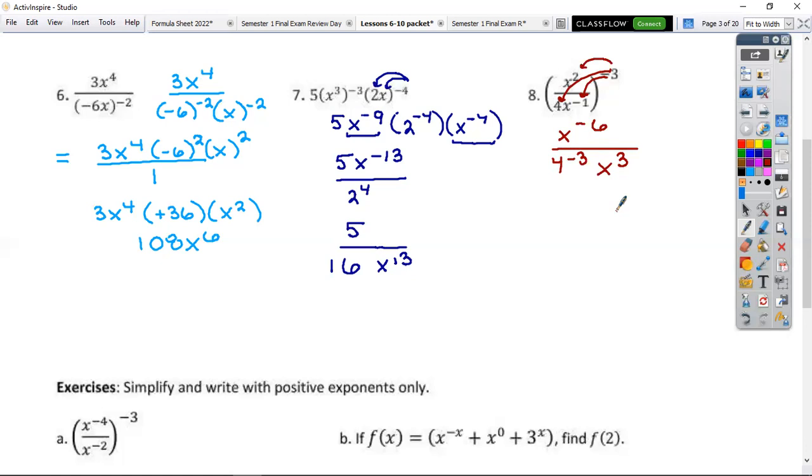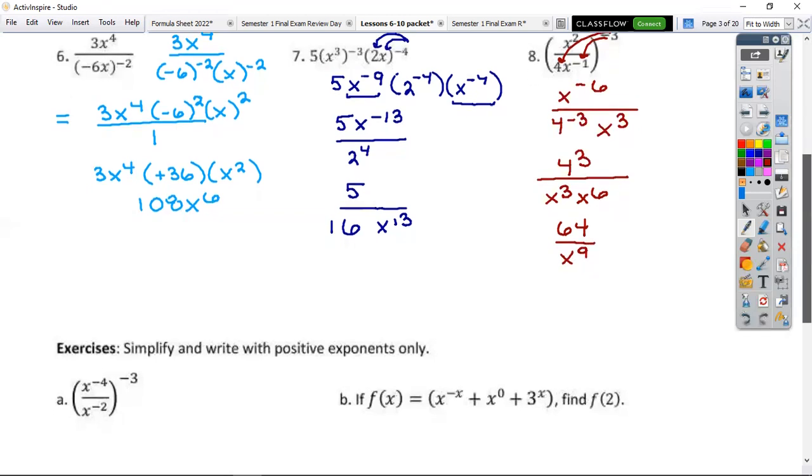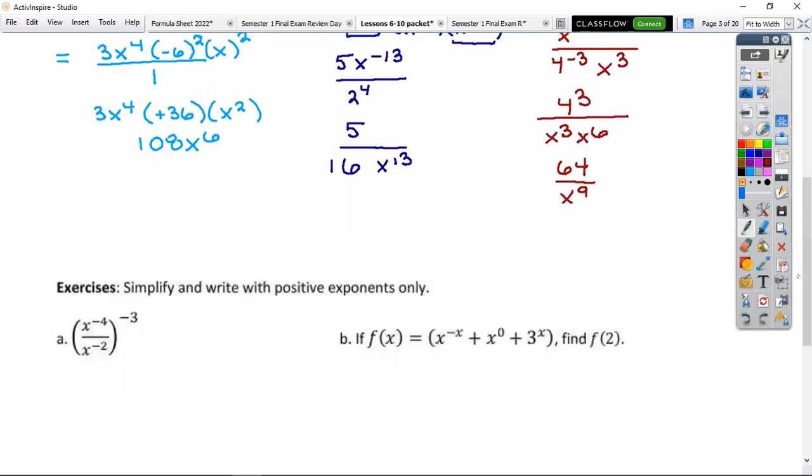Start flipping. So I have x to the -6 goes to the bottom somewhere. 4 to the -3 goes to the top and becomes 4 cubed. And that one stays where it is. Okay, so 4 cubed. So you got 4 times 4 times 4. So we have 64 divided by x to the 9. Any questions on those so far? They're pretty straightforward. Just properties.